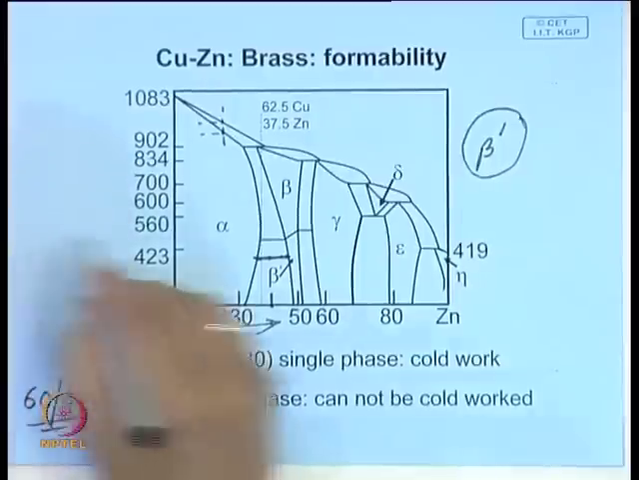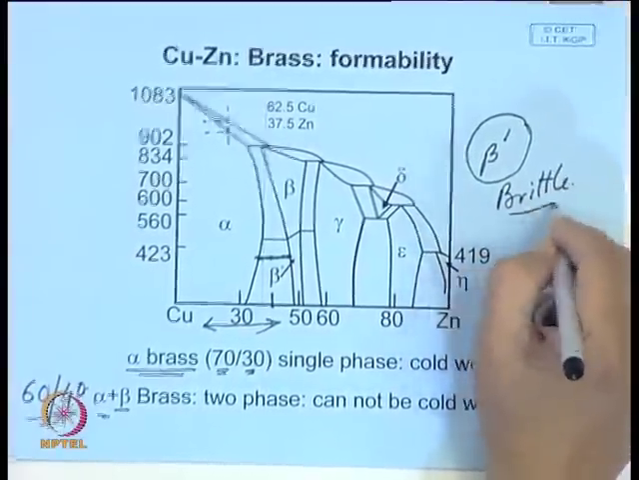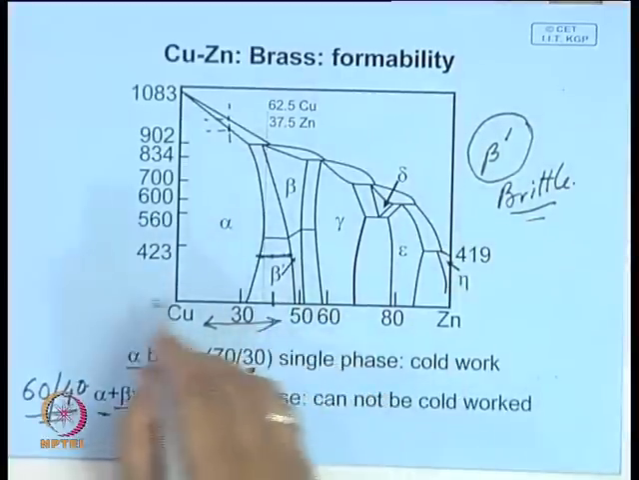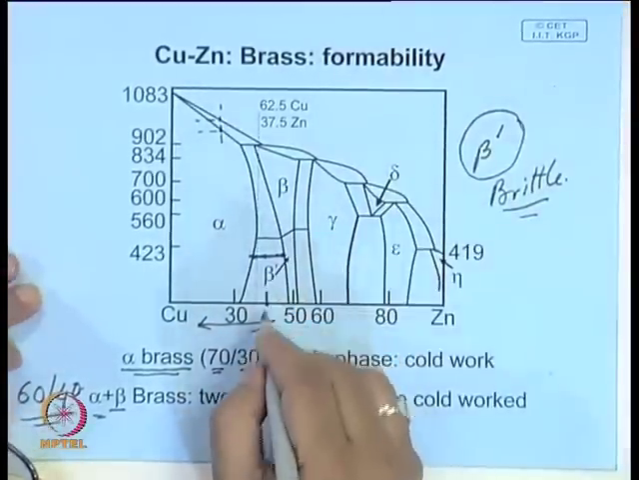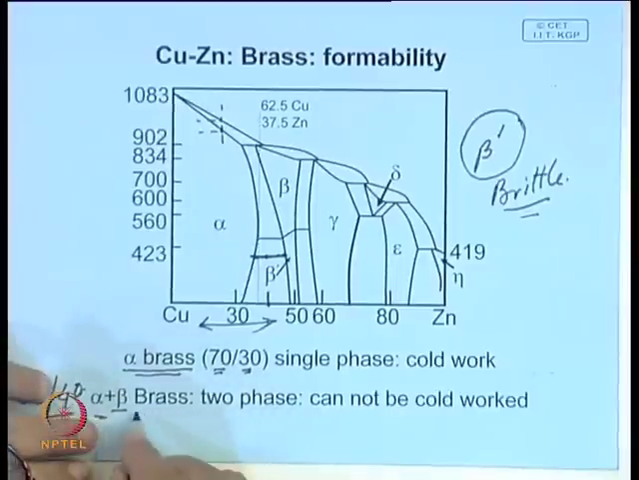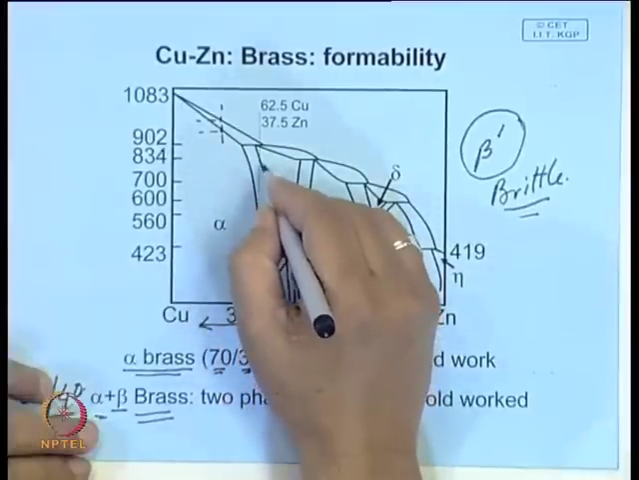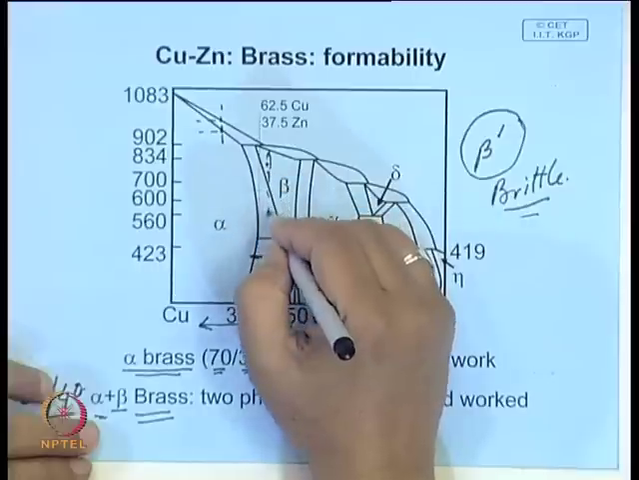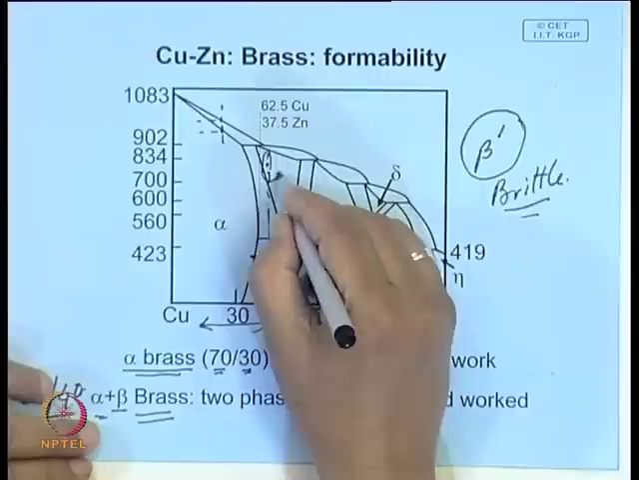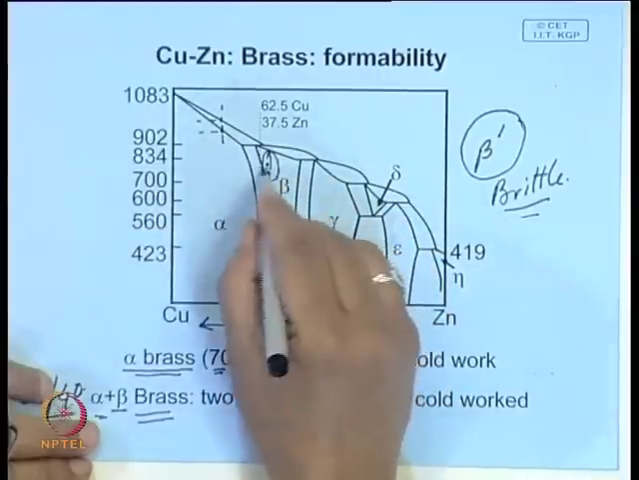So, beta is brittle. Therefore, if you try to give it cold work, the beta will crack and the material will fail. So this cannot be cold worked. It is either used in cast form, or if it has to be worked, it must be heated to this beta region somewhere here. So 60-40 you may have to see somewhere here, and the zone in which it is beta is limited. It has to be worked in this zone.